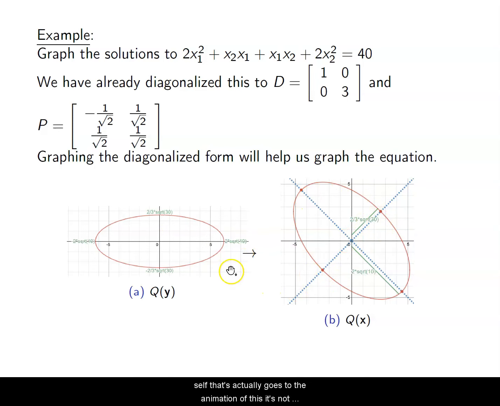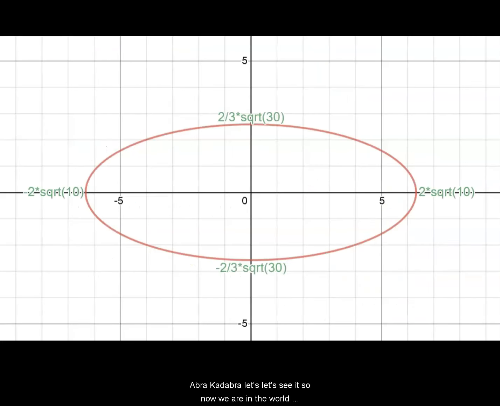It's not necessarily an animation because I don't know how to. If I spend more time, I can actually transform it and rotate it in Desmos, but I'll just show you guys a nice bigger graph where you can see this play out. So abracadabra, let's see it. Okay, so now we are in the world of Desmos. This is my graph. This is what it looks like when we graph the diagonal form.